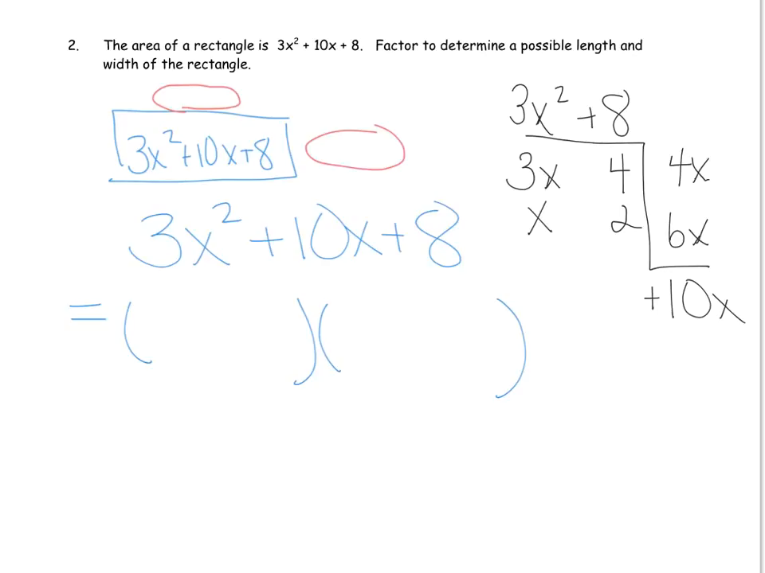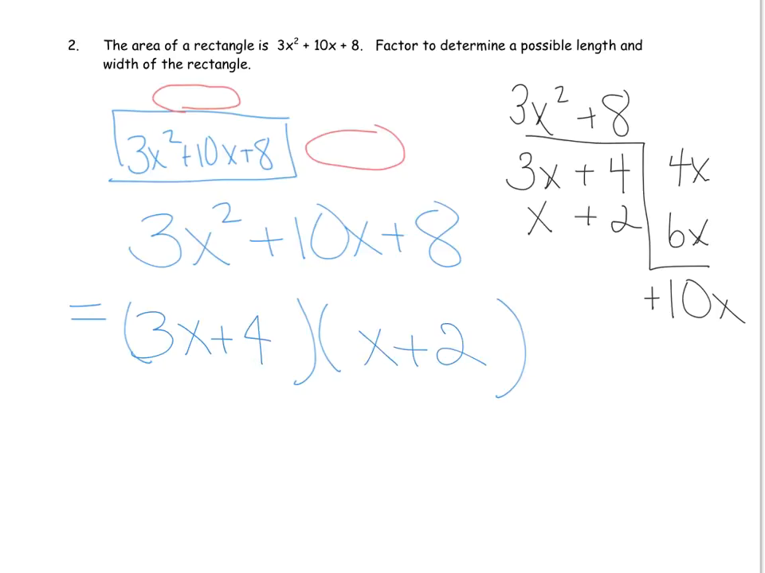Okay, just to show you, the 3x times the 2 gives me 6x, the x times the 4 gives me 4x, and I know I actually need them both to be positive to give me positive 8, and here 4 plus 6 to give me positive 10. So there I have my factors. So I have my 3x plus 4, and then I have my x plus 2.